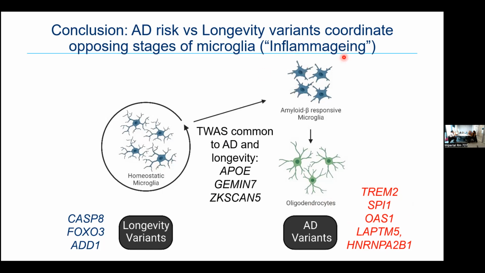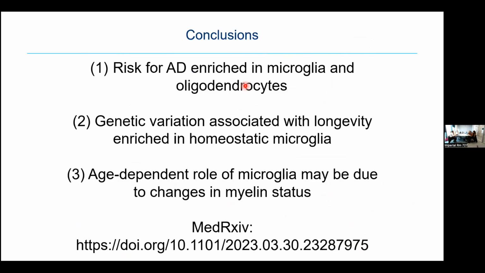So I guess the aging field talk about inflammageing quite a lot. And I guess we believe that we've identified some of the gene drivers behind inflammageing, at least in the brain. So we'd like to investigate these in cell culture and in mice as we move forward. So to wrap up, I've said that risk for Alzheimer's is enriched in microglia and some enrichment in oligodendrocytes, and that gene variation associated with longevity is enriched in homeostatic microglia. And finally, I've shown that a substantial part of what microglia are doing during aging may be to respond to changes in myelin status. So the paper is on the medRxiv.